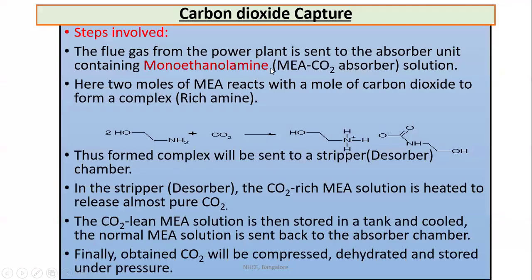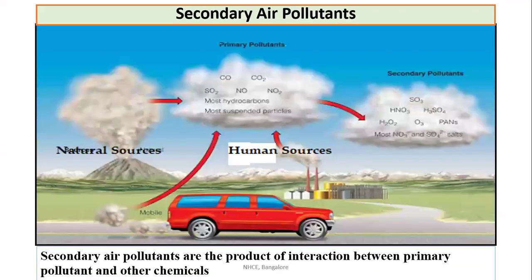So here you can see the same steps are given. How 2 moles of monoethanolamine, this is the structure of monoethanolamine, react with carbon dioxide, it forms a complex. So this complex is sent to the desorber with the help of the stripper. So finally, the obtained carbon dioxide will be compressed, dehydrated, and stored under pressure.